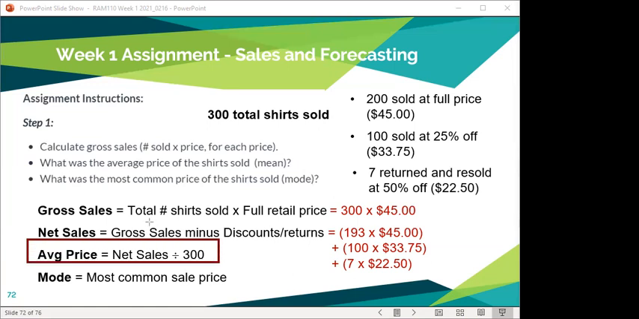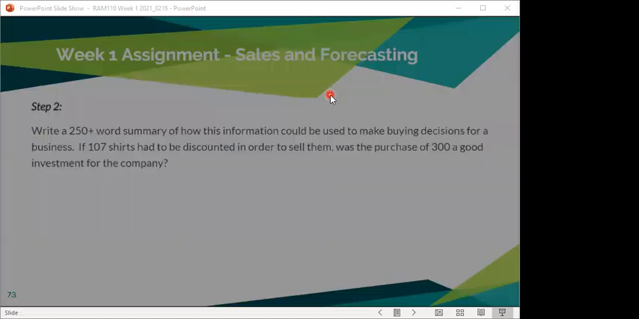Take your net sales, and the net sales are simply coming from the previous question. And then the most common sale price, well, it's got to be the one that the shirts sold for $45, right? So $45 is the most common sale price because 200 shirts sold at $45, or you could even say 193 shirts were sold at $45, but that's really just for the net sales calculation. Either way, $45 is the most common sale price, or the mode. So we have that taken care of.